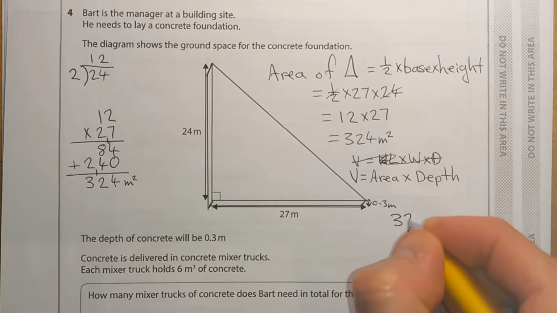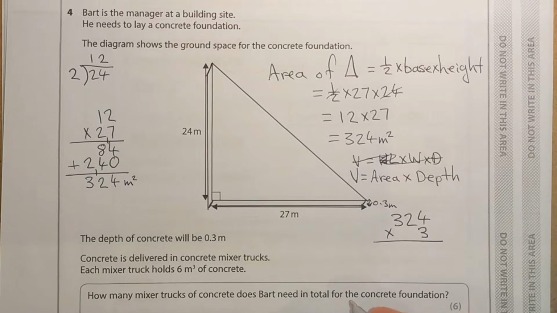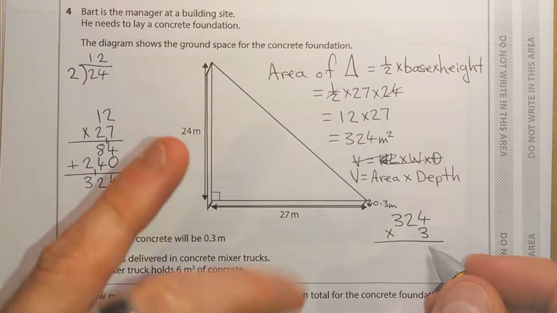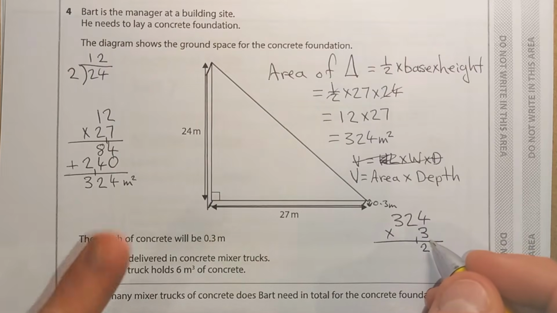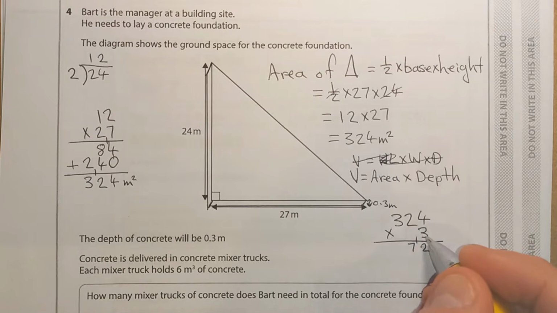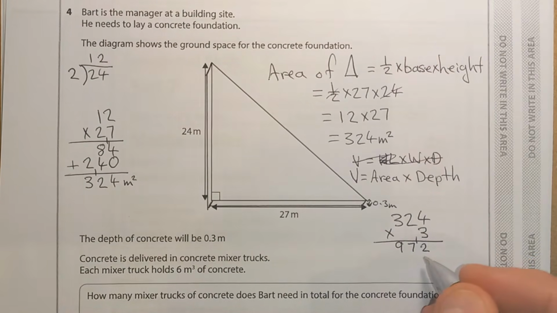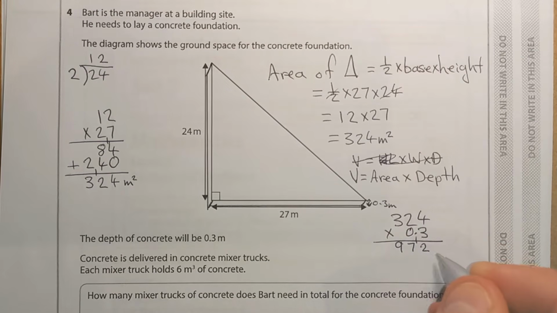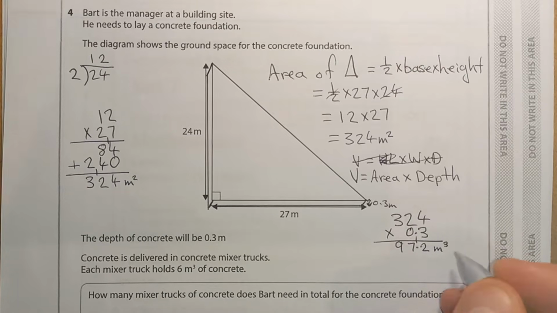So 324 times, and I'm just going to make it 3 for now, I'm going to leave out the decimal. 3 times 4, or 3 4s, you've got 4, 8, 12. 2 carry the 1. 3 2s, 2, 4, 6, add the 1, 7. 3 3s, 3, 6, 9. Okay, 972. This is where we want to put in our decimal point. So we also put the decimal point in the answer. So we've got 97.2. It's now volume, so it's going to be in metres cubed.